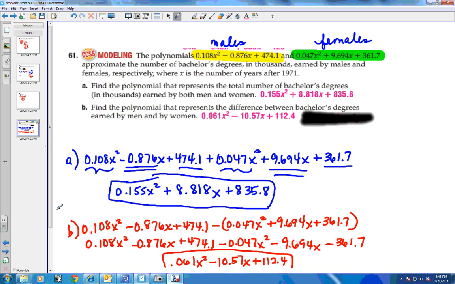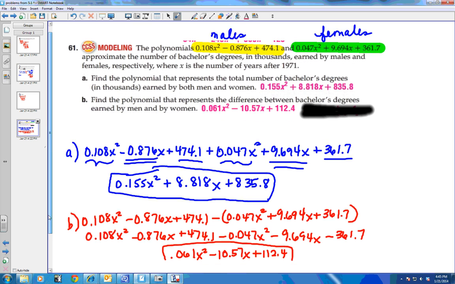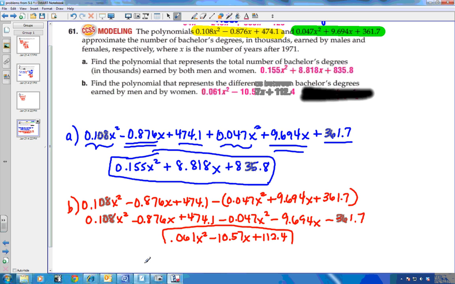Okay, that should finish up page 307. If you have any questions, you can let me know in class.